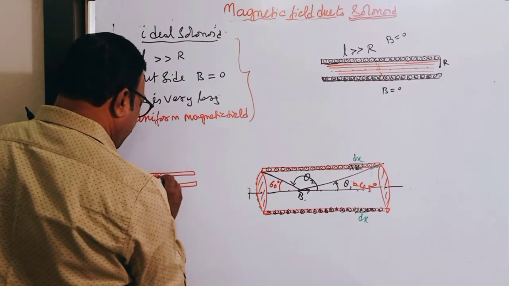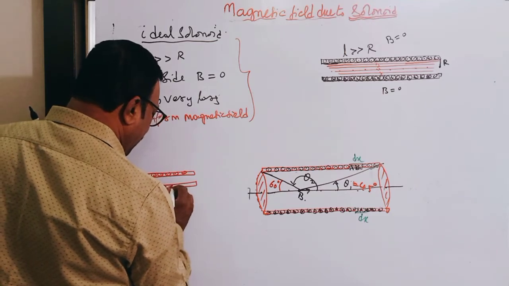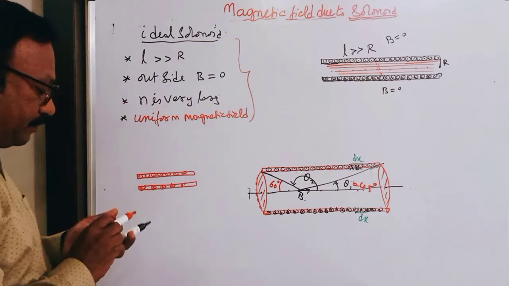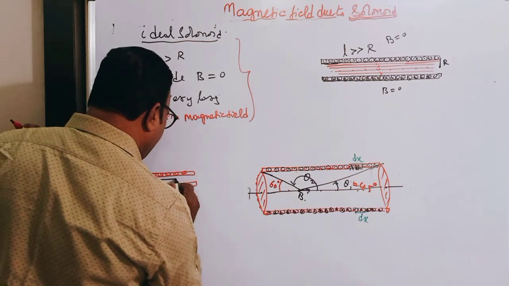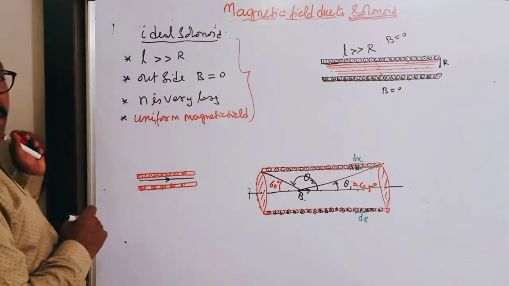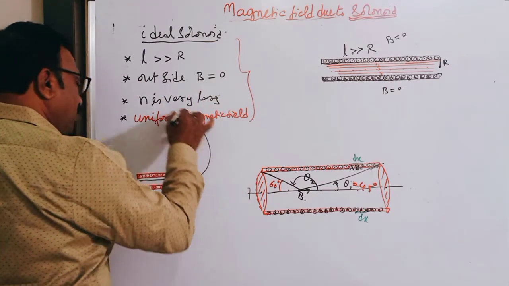You have a solenoid like this. Let us say you are having a solenoid like this. The magnetic field I said here is uniform. Am I right? Always the magnetic field will form a closed loop somehow. So it will form a loop like this.